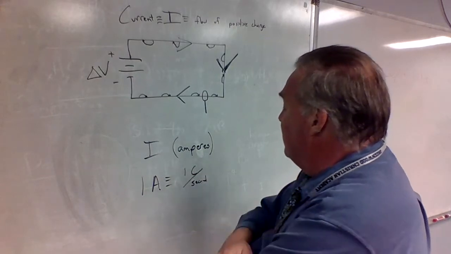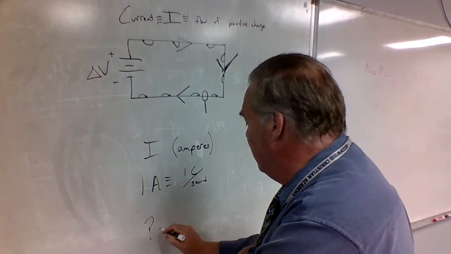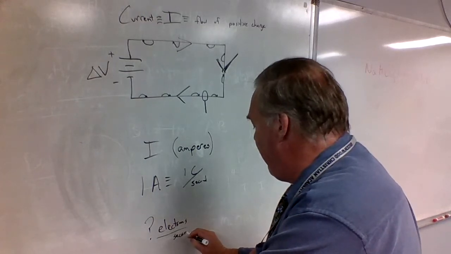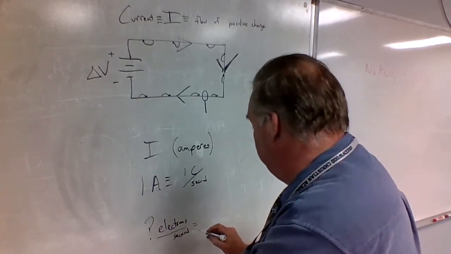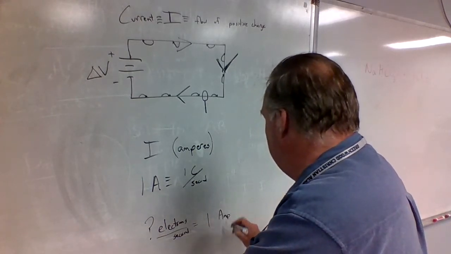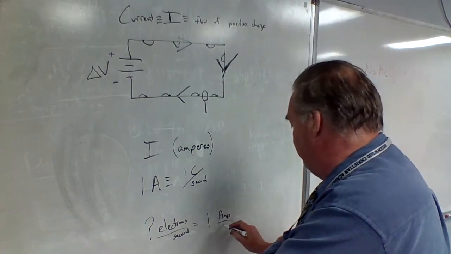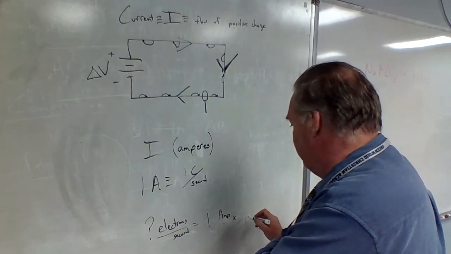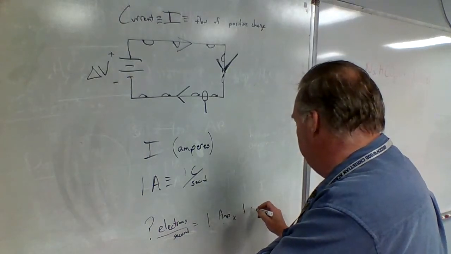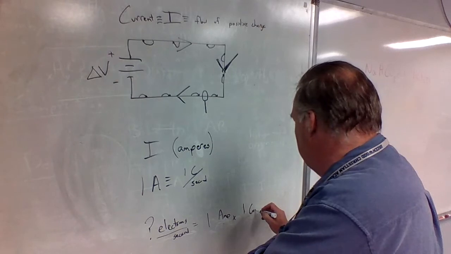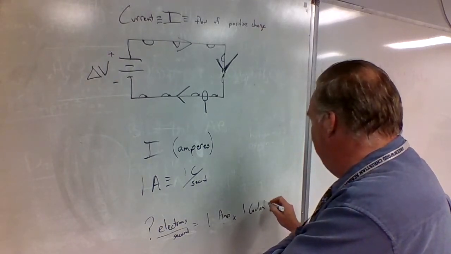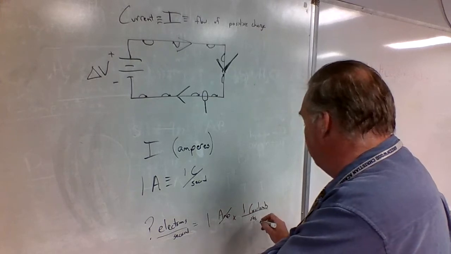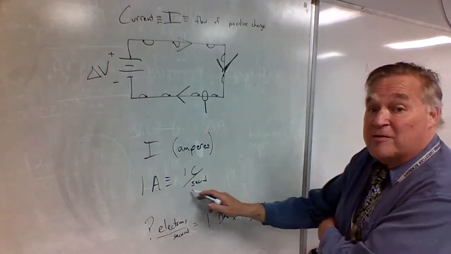1 amp is 1 coulomb per second. Well, how many electrons per second equal 1 amp? An amp is a coulomb per second. Let's write it like that: 1 coulomb per second. That's what 1 ampere is. So ampere goes away. Now I've got coulombs per second. That's how an ampere is defined.